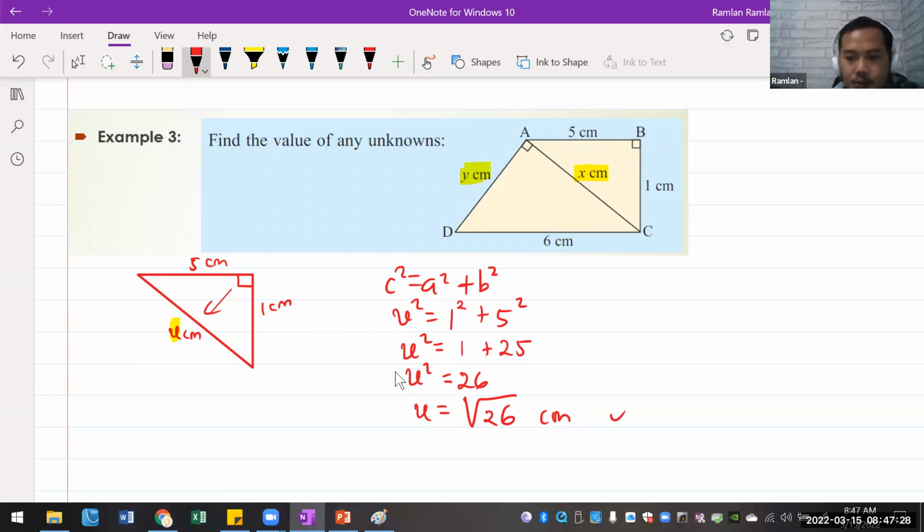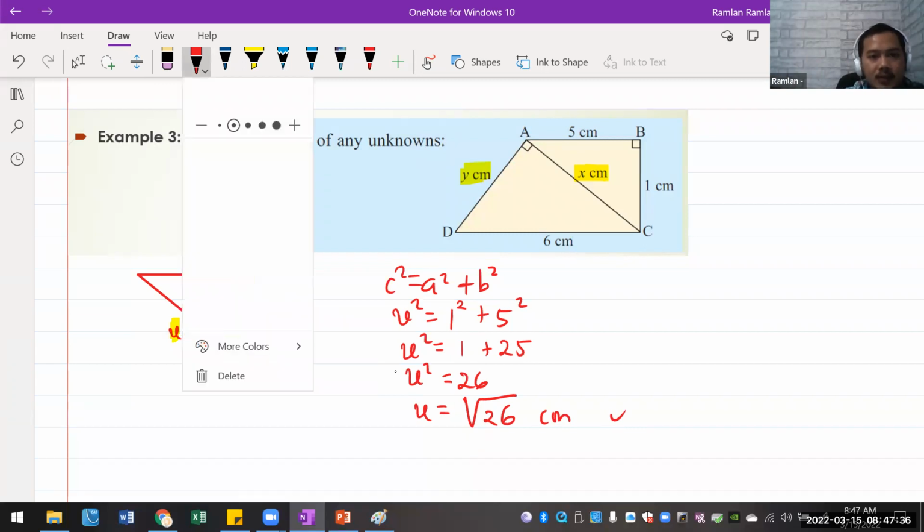I'm going to go to Kiko right now. Kiko, we have another triangle, right? So the other triangle is over here, like Lukman said.